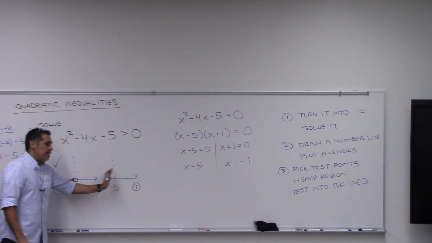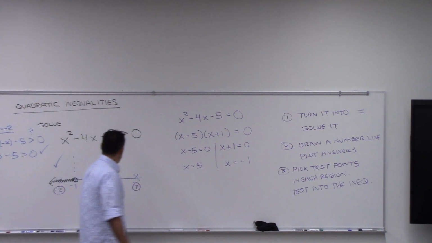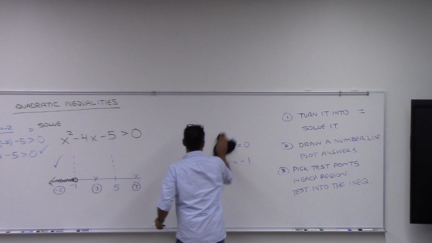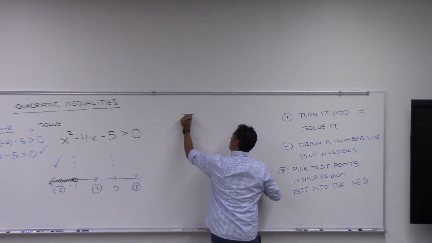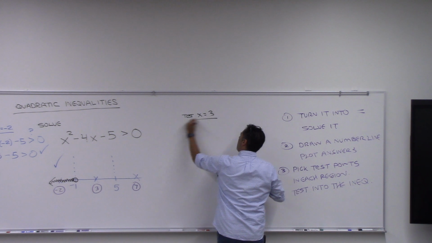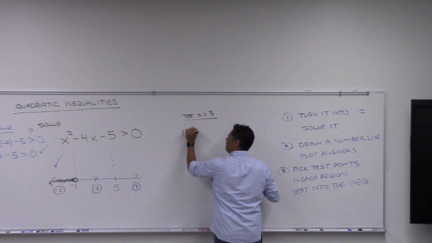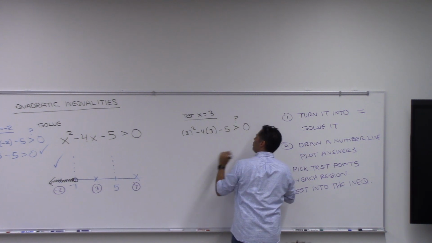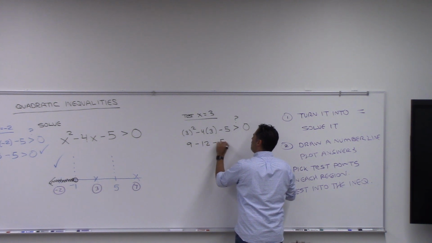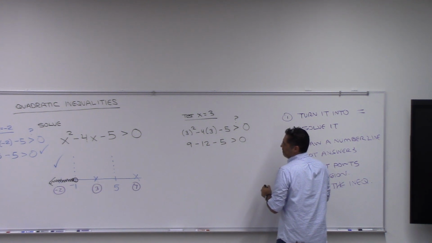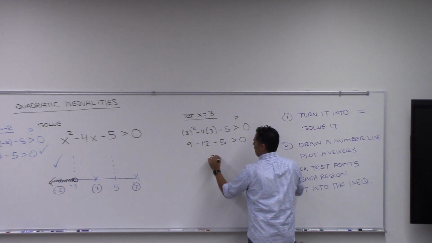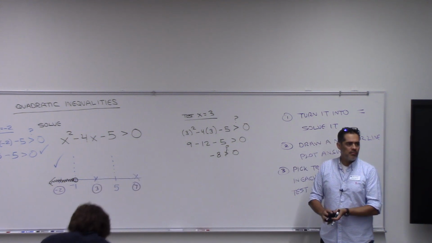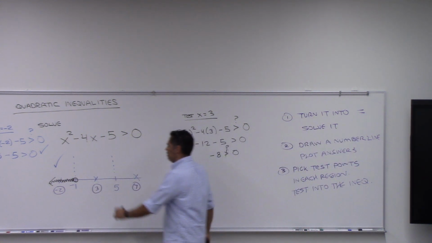All right, now we need to check between here and here. So does 3 work? Testing 3. Test x equals 3. So we get 3 squared minus 4 times 3 minus 5. Is that greater than 0? Question. 9, take away 12 minus 5, greater than 0. What is that, -8? Yeah, that's -8, right? Is that greater than 0? No, -8's not greater than 0. Which means nothing in here works.